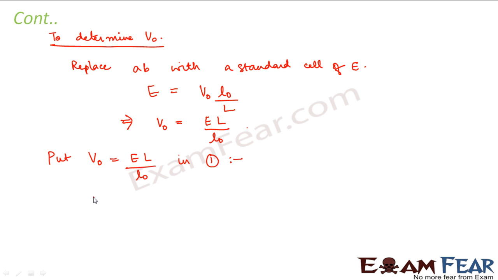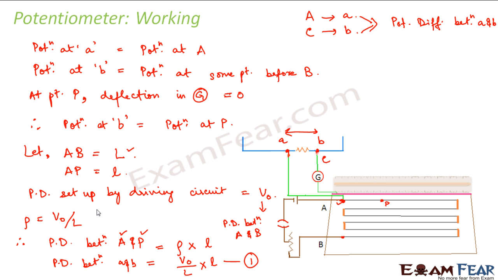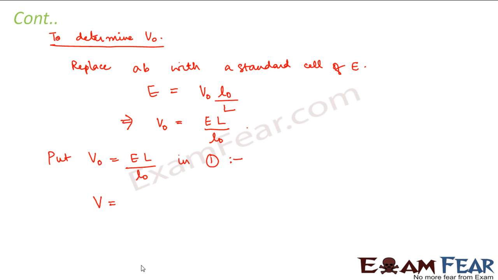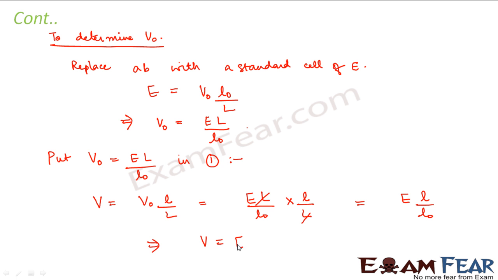We get V, what is V? The potential difference between A and B. Let me call this V. So V will be equal to V naught l by L. Instead of V naught, we will write EL by L naught into l by L. So this L and L will get cancelled. So this will be equal to El by L naught. Right? So the potential difference between the points A and B will be equal to El divided by L naught.